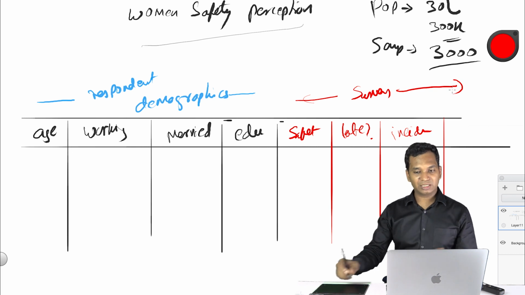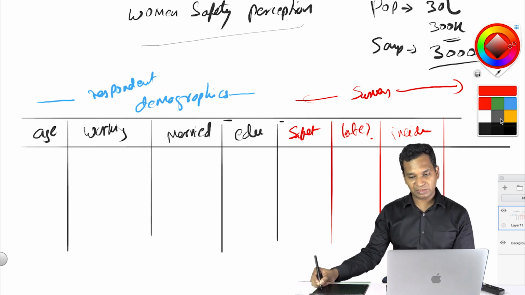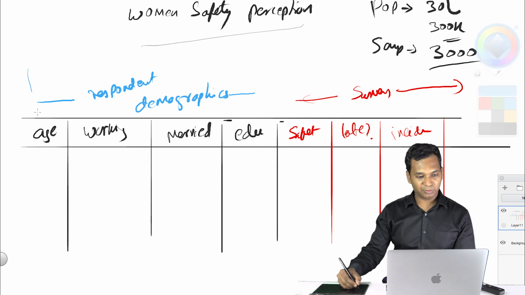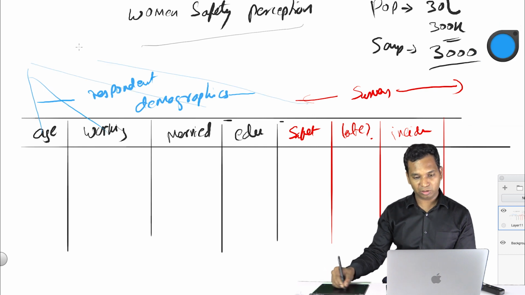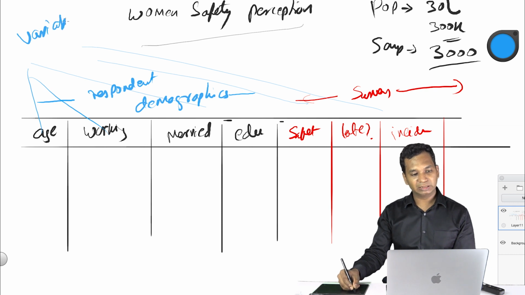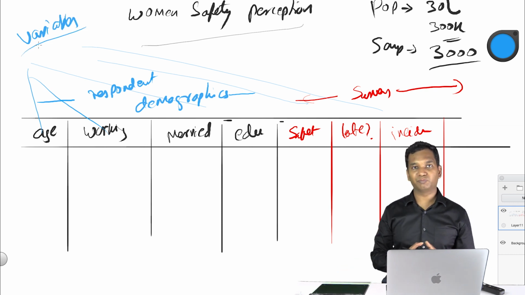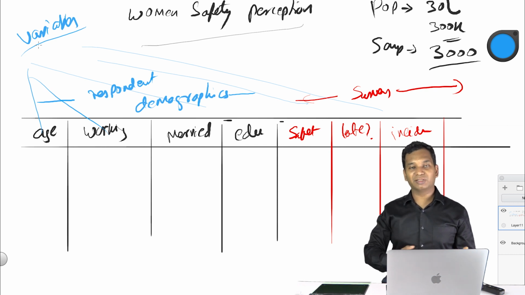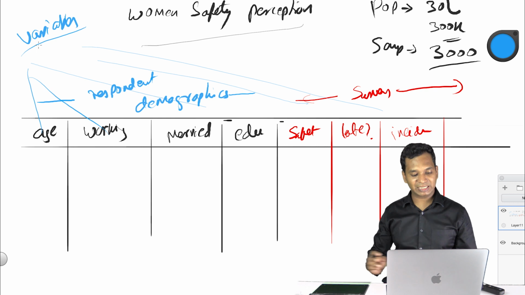And all of these are called variables. The variables are basically the fields we would like to gather data for. Based on that, we can do our analysis. So that's your variables.